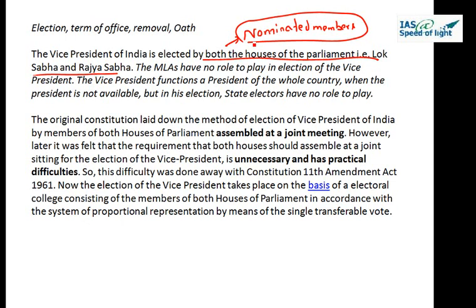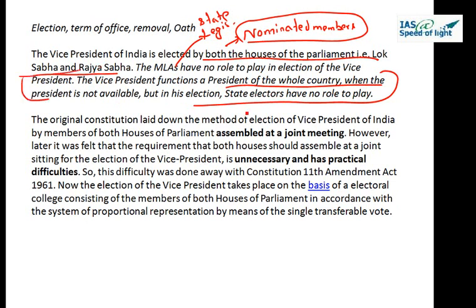For the election of the president, nominated members don't take part, either for the union legislature, the state legislature, or the union territories of Delhi and Pondicherry, which participate in the election of the president. But in case of impeachment, which is done only by the central legislature, the nominated members also take part. Please note down these things. But here the vice president is elected by both houses of parliament, that is Lok Sabha and Rajya Sabha. The MLAs have no role to play in the election of the vice president, that is, the state legislature doesn't take part. The vice president functions as president of the whole country when the president is not there, but the state electors have no role to play in this. So this is obvious and understood.